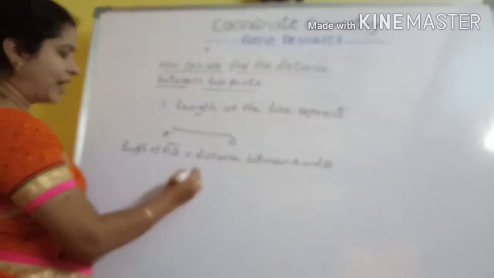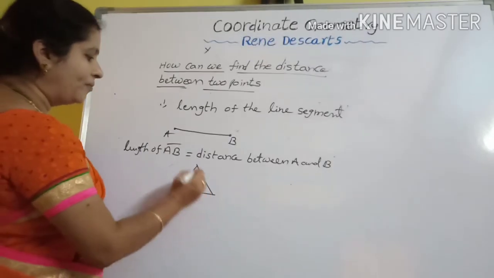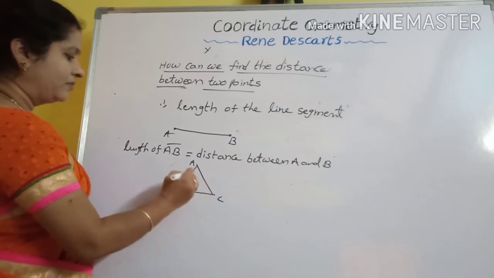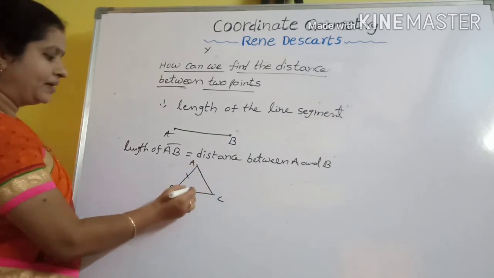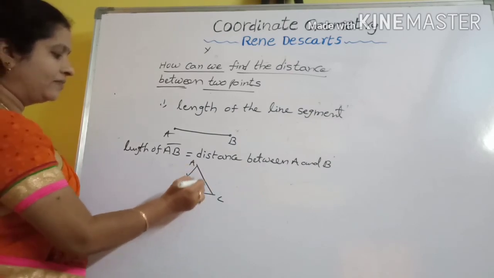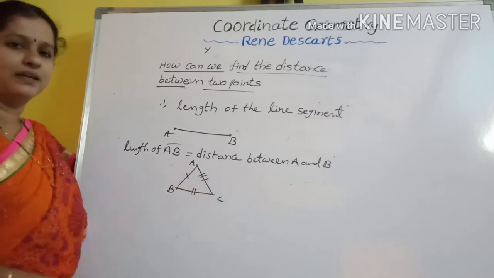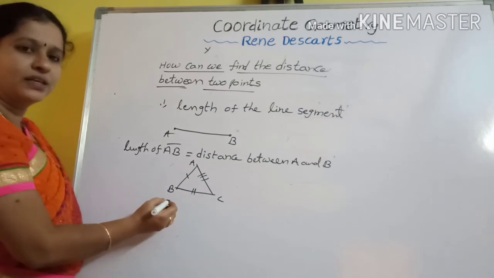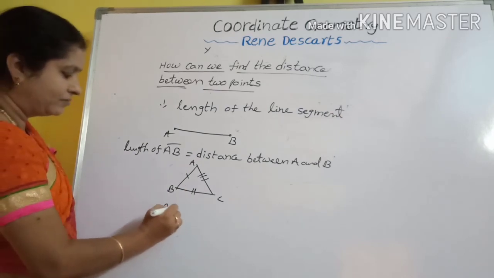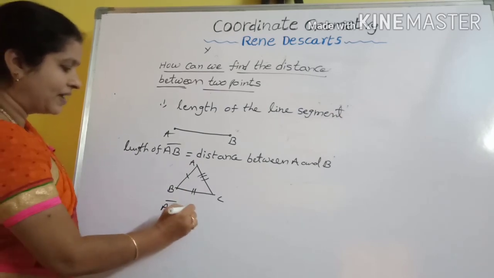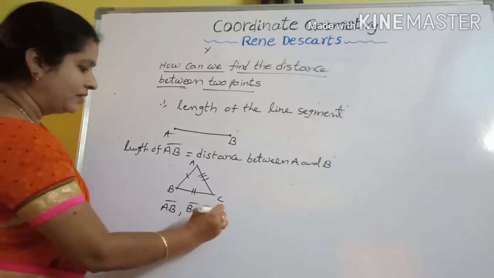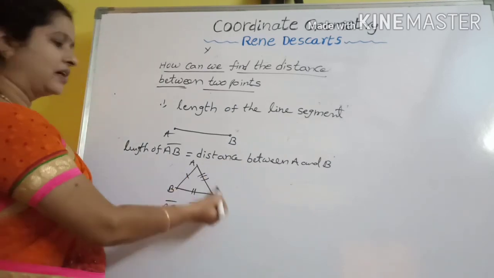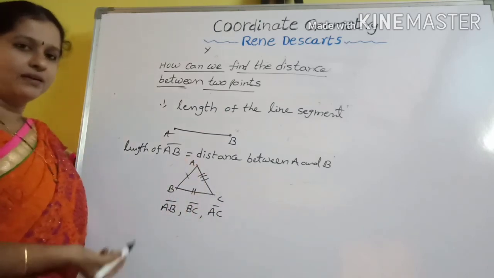Suppose we are taking a triangle like this. How many line segments are here? First one line segment AB, second BC, third one AC. Yes, 3 line segments are here. So find the lengths of the sides: AB value, BC value and AC value. By using the distance formula, you can easily find out the lengths of the 3 sides of a triangle.